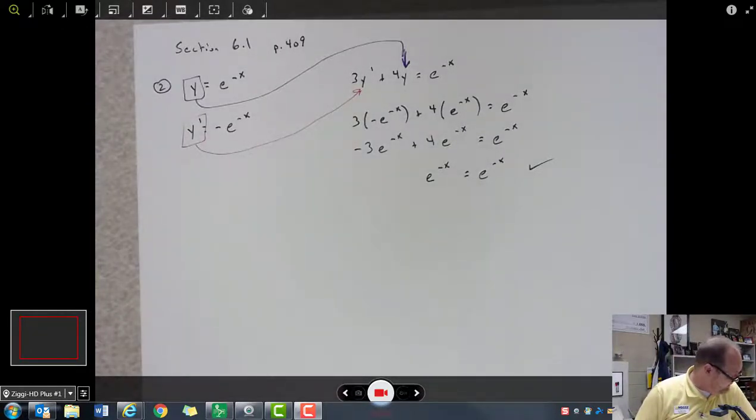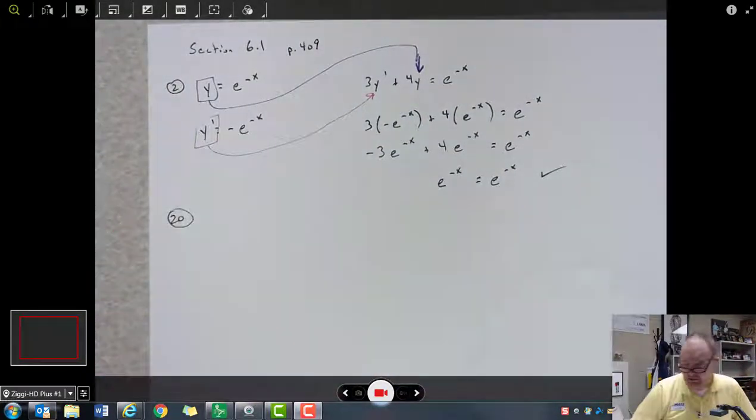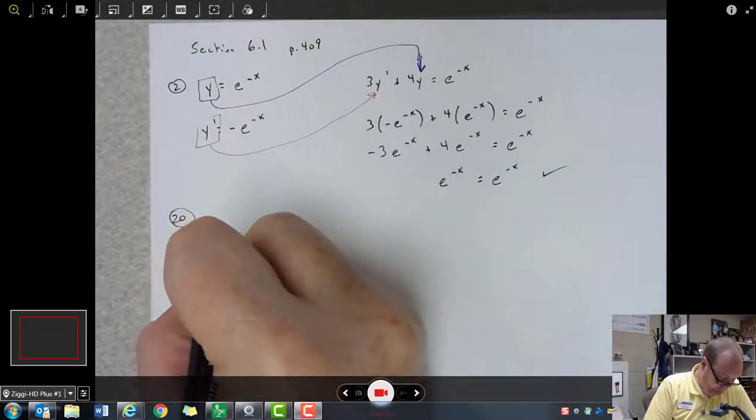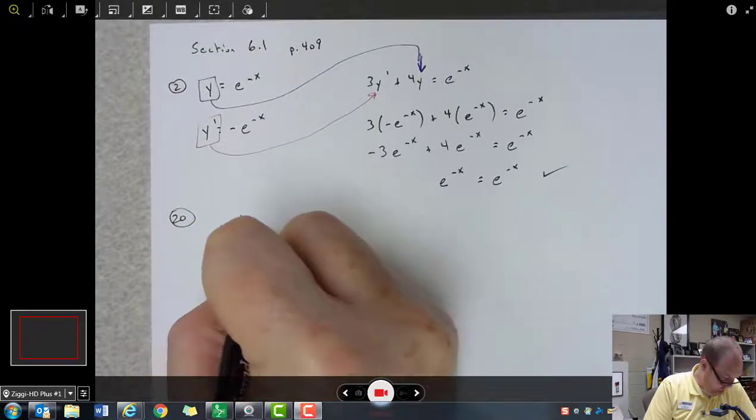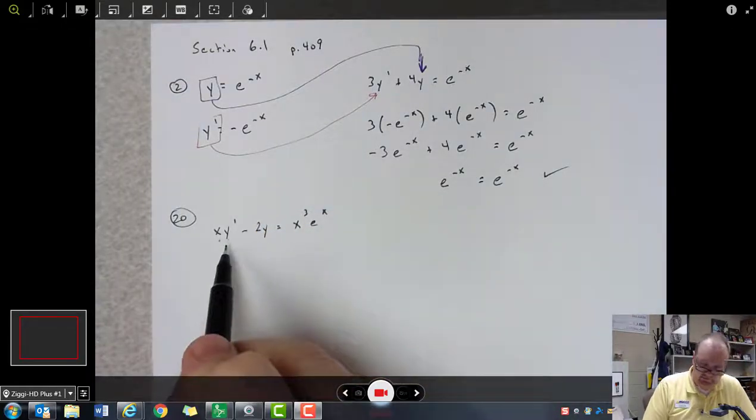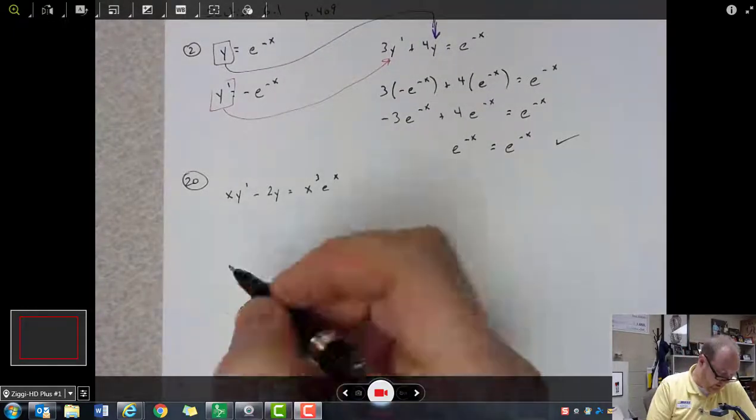Let's look at some that are maybe more interesting. Let's look at 20. And look in your book and read those directions carefully on number 20. It says to determine whether the function is a solution to this differential equation, so again, this is the problem that I want to solve, and I've got a whole slew of possible solutions to use.